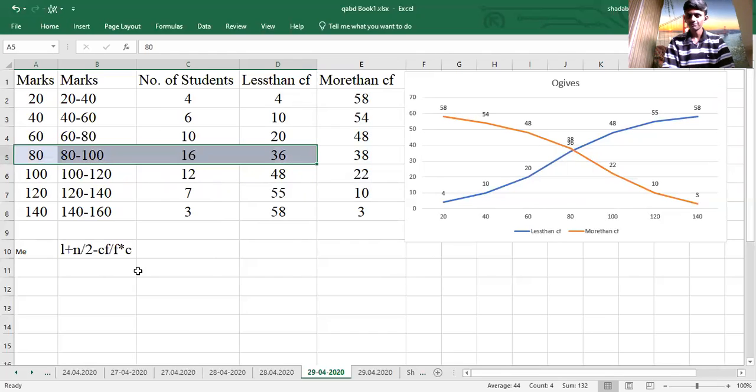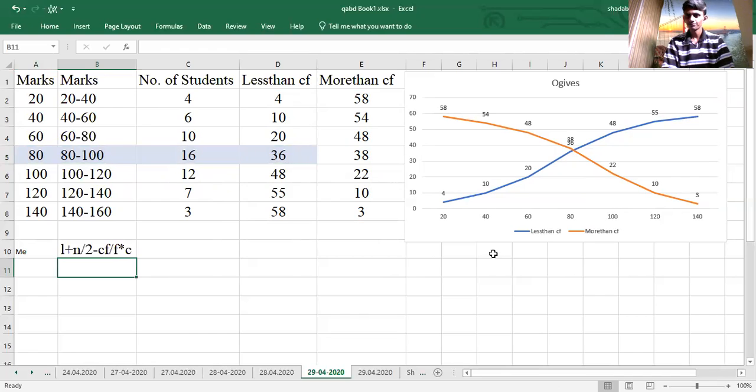This formula is not necessary if they ask for this graph, but for your reference I am telling. L, that is lower limit, 80, plus N divided by 2, 29 we know, minus CF, previous cumulative frequency, that is 20, divided by frequency of median class, 16, into C. C is our interval 20. That is 91.25. The intersection value will be 91.25.